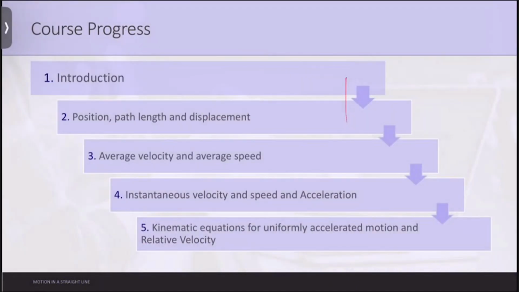So, the course progress for you. We started with the introduction, then went on to understand position, path length, and displacement. Then we understood average velocity and average speed, and instantaneous velocity and acceleration. Finally, the last topic, kinematic equations for uniformly accelerated motion, is completed. And we have also started relative velocity. In the last and final class, we will understand relative velocity and do some problems.